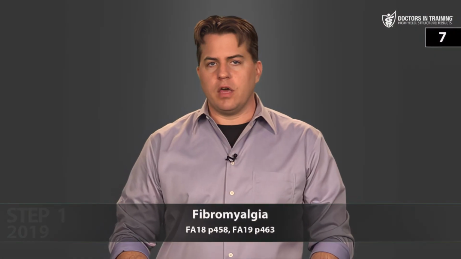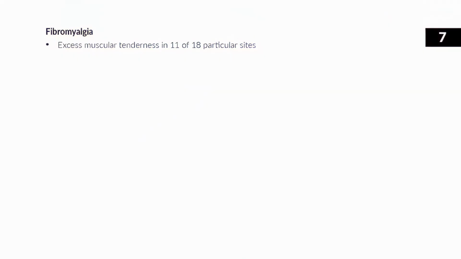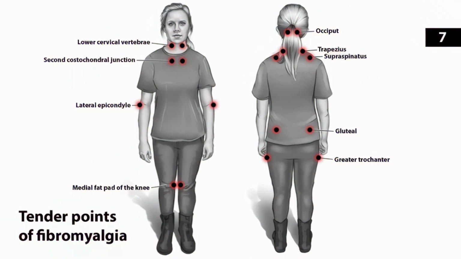Then one last disease to cover is fibromyalgia. Fibromyalgia is a disease of increased sensitivity to pain, sort of resetting the pain threshold, so it causes excess muscle tenderness in 11 out of 18 particular sites. So there are 18 specific areas called trigger points, 9 on each side of the body.